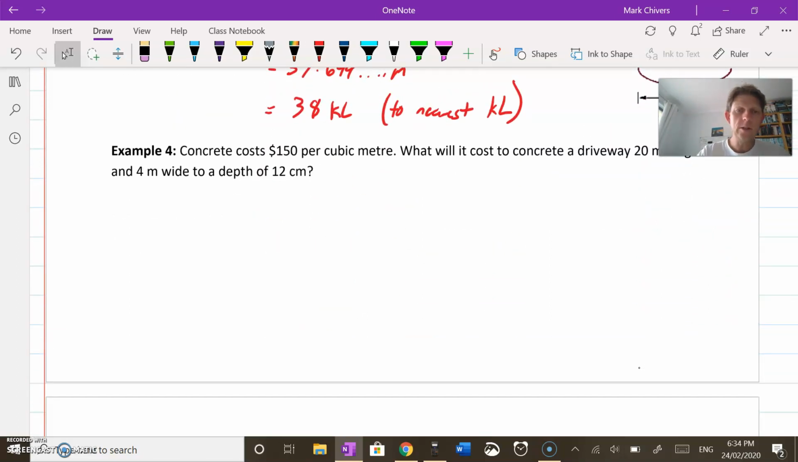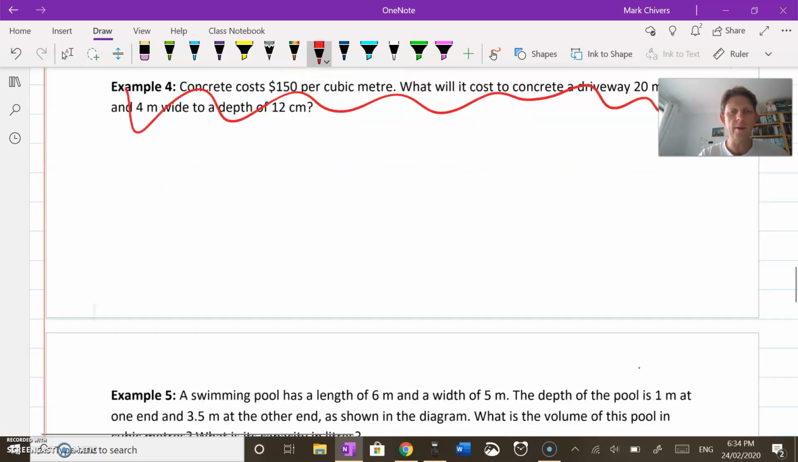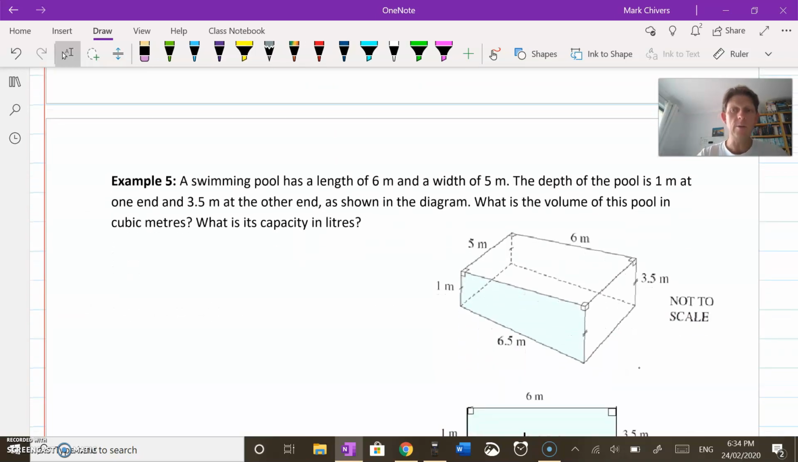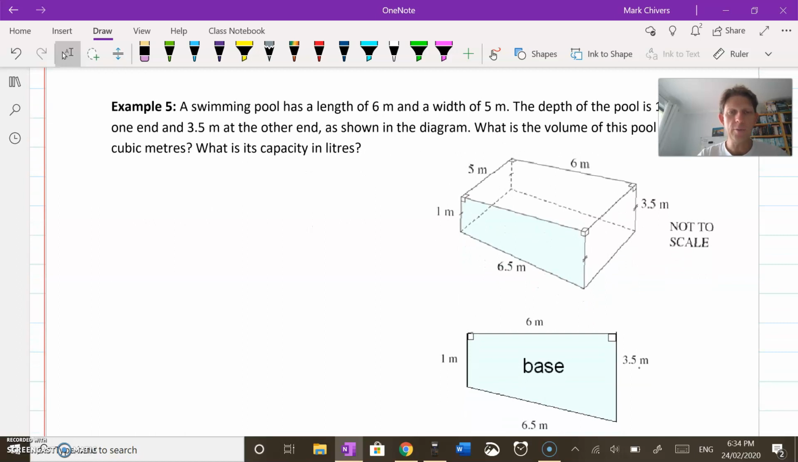Moving on to the next question. Actually, I'm going to skip the next question. Just draw a line through that. It's a good question. You can have a crack at it if you want to, but it's not really a capacity question. So I'll just leave that one out for now, because there's a capacity question we left in a previous lesson, which I wouldn't mind coming back to. But first, we'll do this swimming pool.